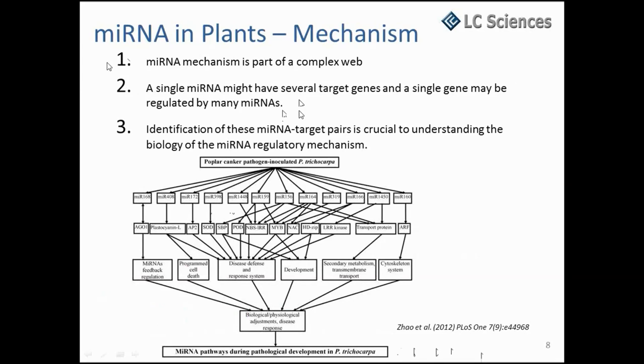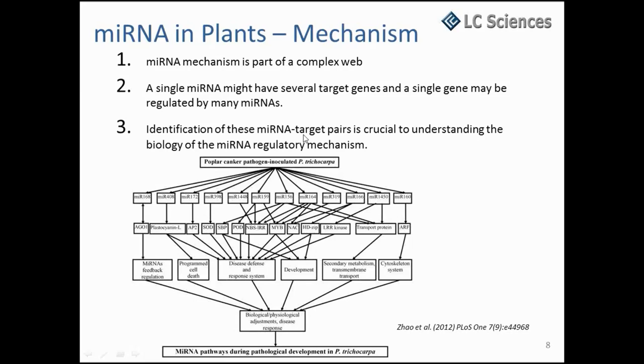We also know that microRNA regulation is not one-to-one. They are in a network. One microRNA may have multiple targets, like miR-156, which has at least three targets. And also, one target gene may have several microRNAs as its regulators. So they are really in a complex network. A single microRNA may have several target genes, and a single gene may be regulated by many microRNAs.